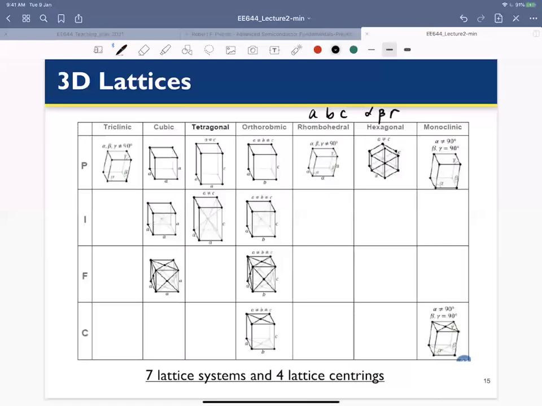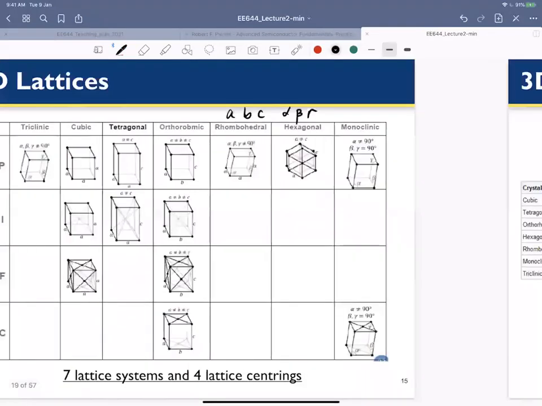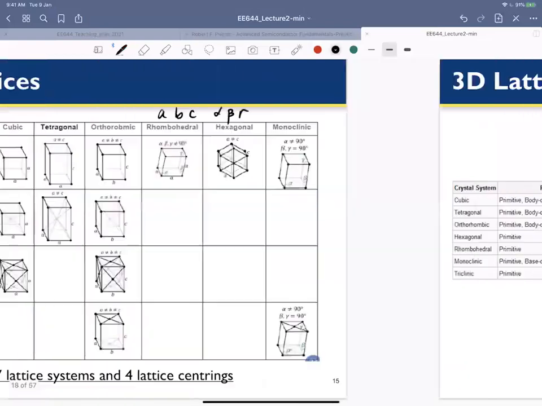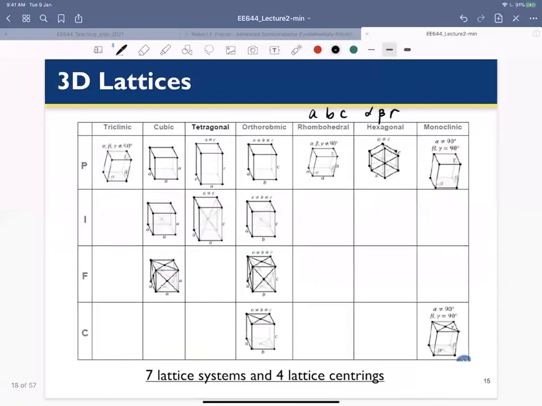So basically, if you look at the 3D lattice, I'll not go into much detail here, but this defines the total set of types of crystals available on the earth, right?